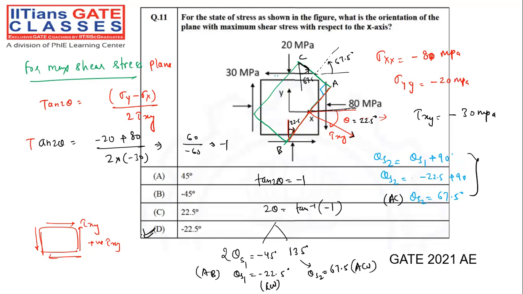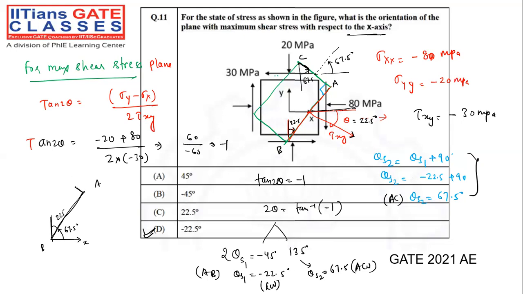There is only one confusion you might be having: for maximum shear stress, we have defined that plane from the vertical, but they are asking with respect to the x-axis. There's no doubt in that. We can find it with respect to the x-axis also. Let me show that. The AB plane you are looking at right now is making an angle of 22.5 degree, or can I say it is making an angle of 67.5 degree from the horizontal x-axis? From the horizontal x-axis, correct.